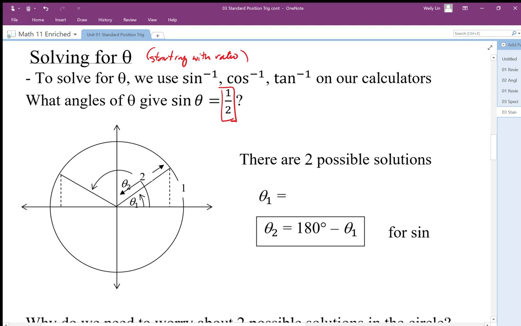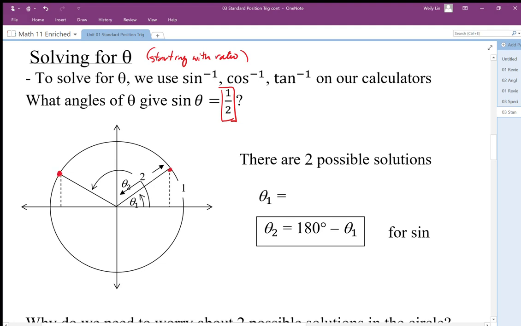Okay, but when I do this, notice that there are actually two positions that give me a vertical of 1 and a radius of 2. There's two different quadrants where the sine is positive. Because remember, sine goes with y, and sine is positive in both of those quadrants. So there's actually two positions I have to account for.